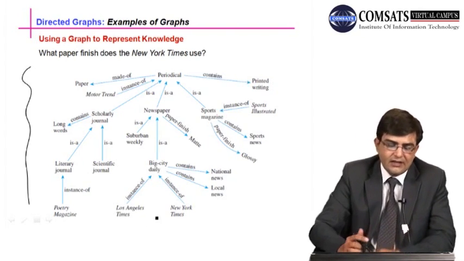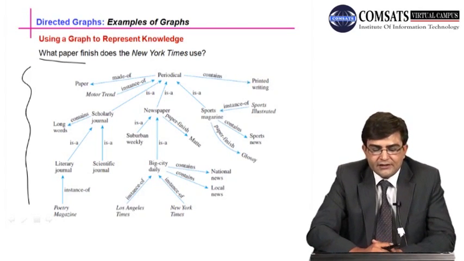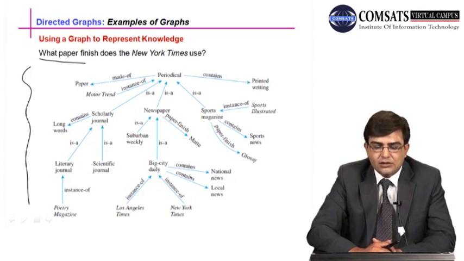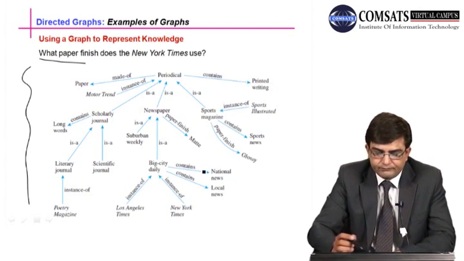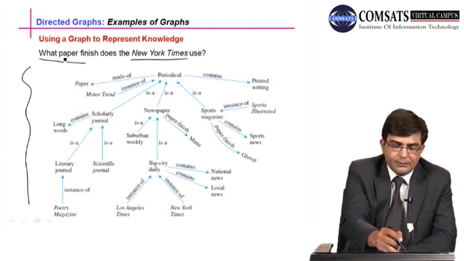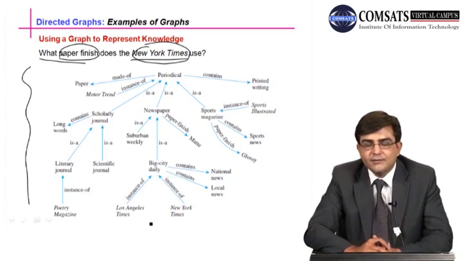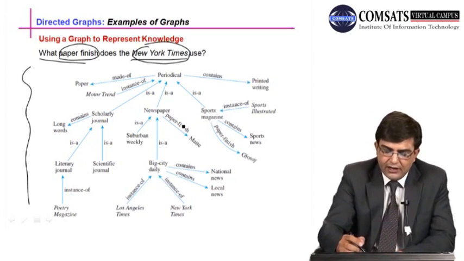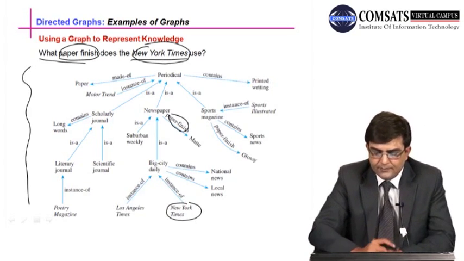For example, in this graph, if we wish to find what paper finish does the New York Times use? New York Times is a newspaper in the USA, and what paper finish does this newspaper use? Now here New York Times and paper finish are two words which we have to search in this graph. Here we have this paper finish, here we have New York Times.